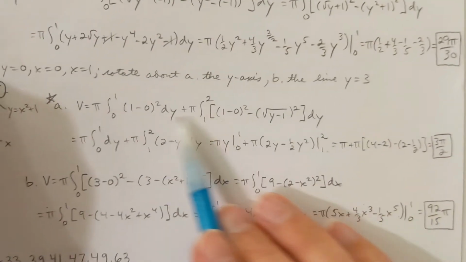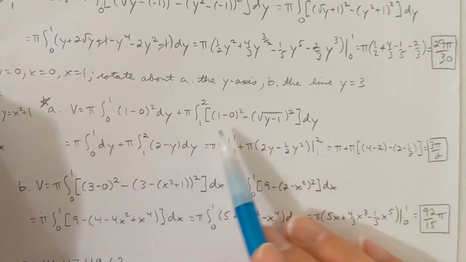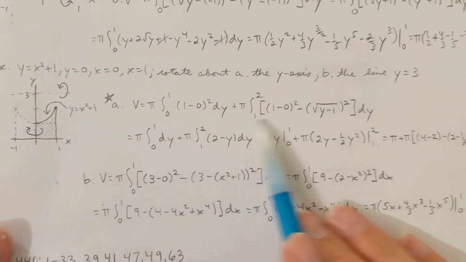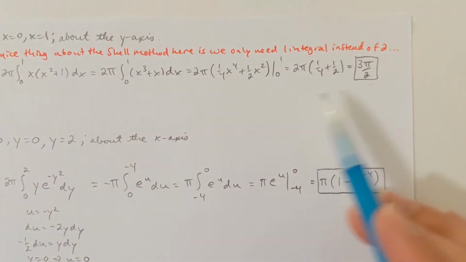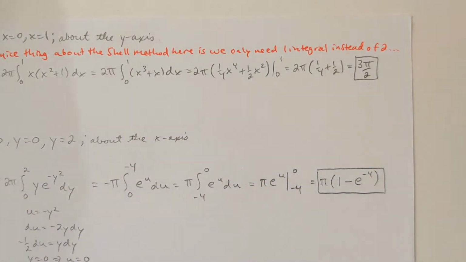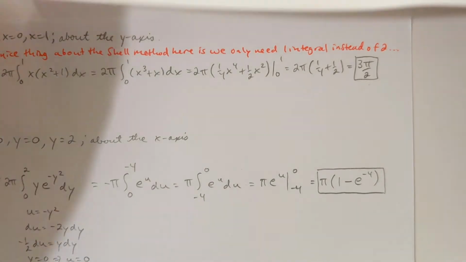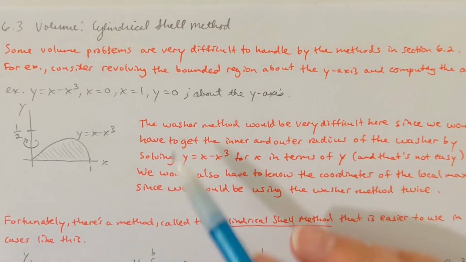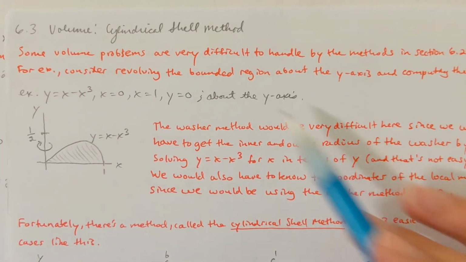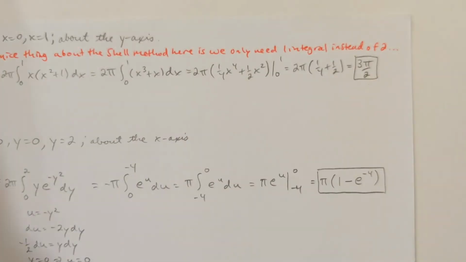3 pi over 2. Now that is the same answer that we had gotten previously, and the method that we had used before wasn't drastically more difficult, okay, but it's just another option. And in some cases, I had mentioned, going back to that other page here, it can be drastically more difficult. Okay, so knowing the shell method is handy here.